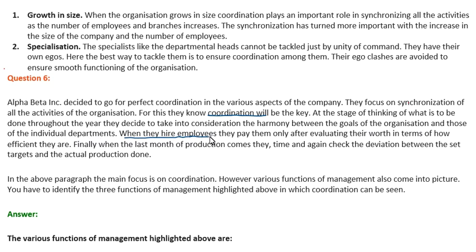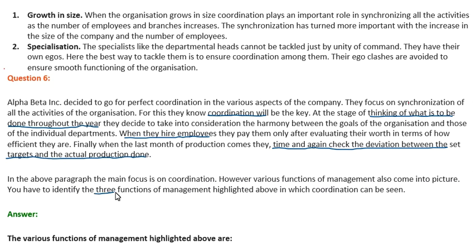When they hire employees, they pay them only after evaluating their worth in terms of how efficient they are. Finally, when the last month of production comes, they time and again check the deviation between the set targets and the actual production done. Okay, one more thing I noticed here: thinking of what is to be done throughout the year. In this above paragraph, the main focus is on coordination. However, various functions of management also came into picture.